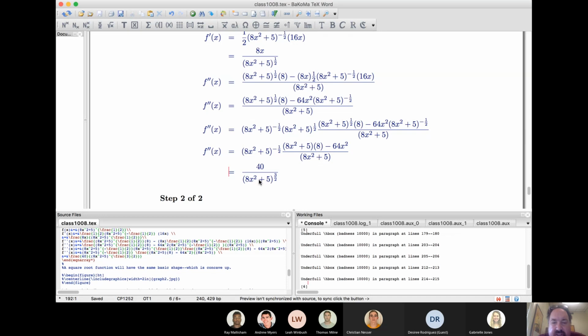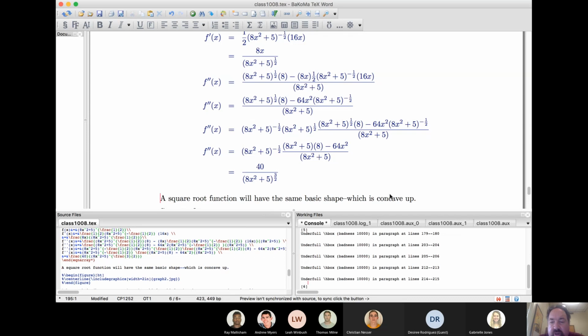Whether this is positive or negative. And that's pretty hard to do when it's written like this. But here it's quite easy to do. First of all, the denominator is always positive because you have something squared here then raised to a power. And the numerator is always positive. So this whole second derivative is always positive. So we can say that the function is always concave up.